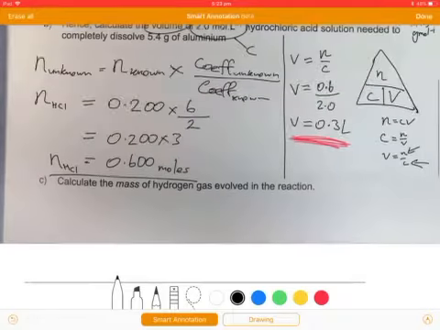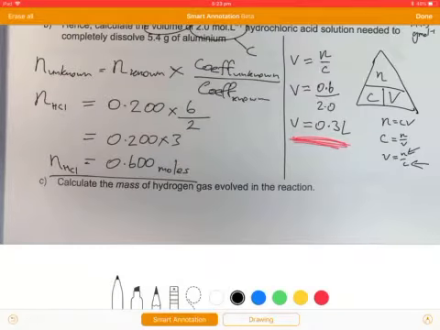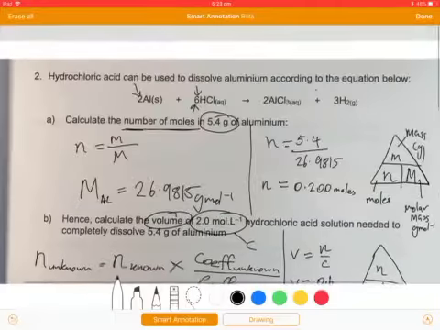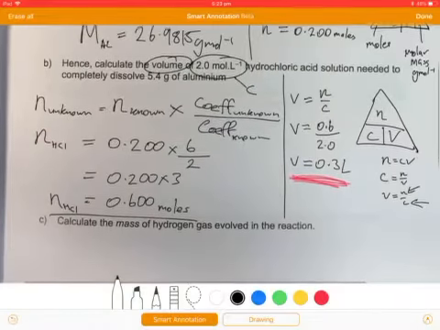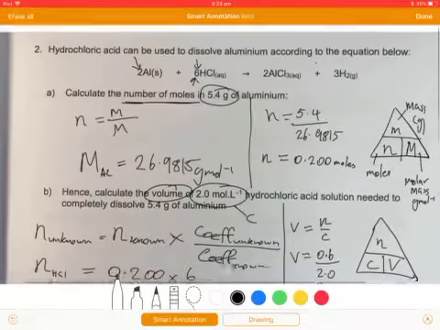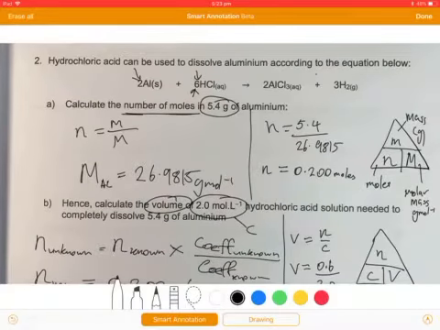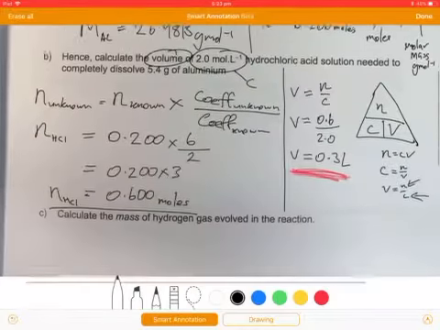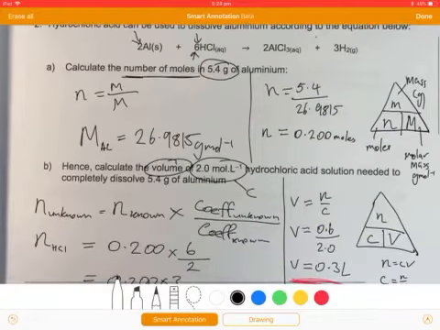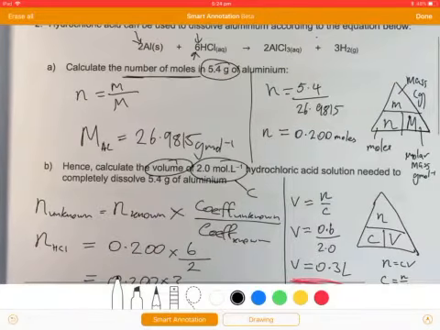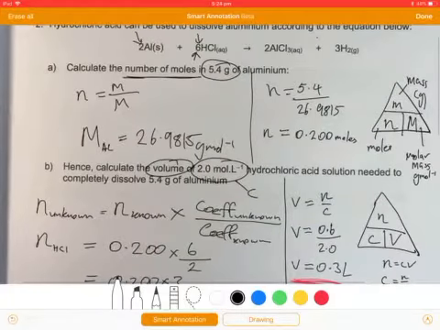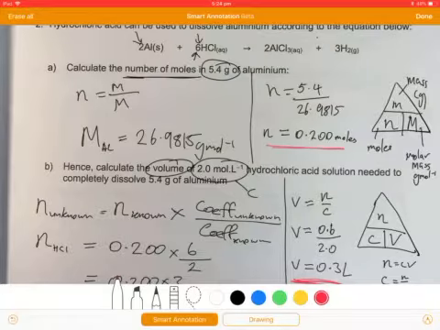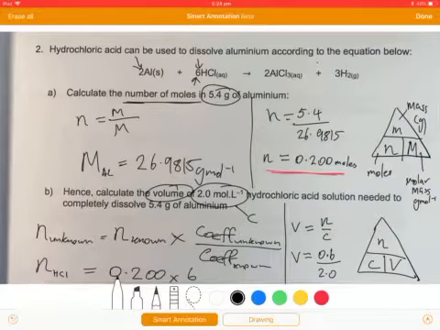Alrighty. Lastly, calculate the mass of hydrogen gas evolved in the reaction. Once again, if we know the moles of anything, we can work out anything else in the reaction. So to start with, we want to know what the moles of H2 gas is produced for every 0.2 moles of aluminium dissolved.